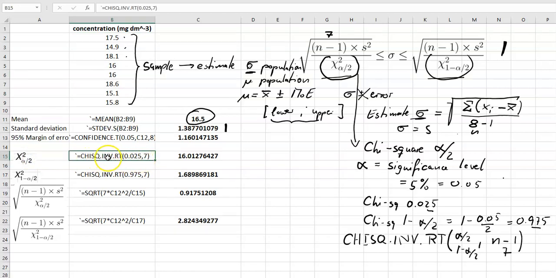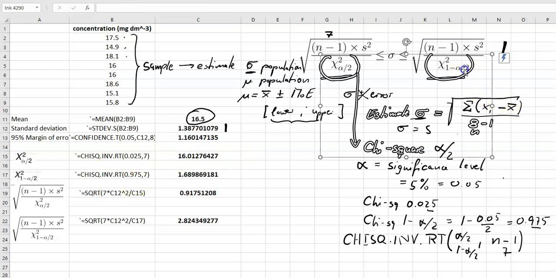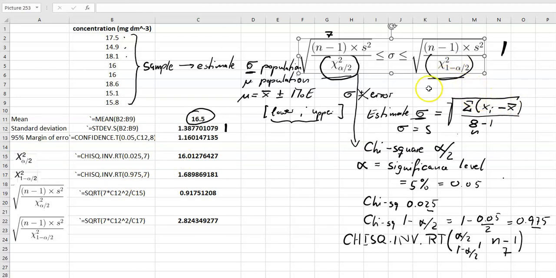So chi-square.inv.rt, 0.025 and 7 degrees of freedom, and we get a chi-square value of 16.127. We can calculate the second chi-square value, that's this one here. And again, we do exactly the same calculation, but this time we do 1 minus alpha half, and we get 1.689. And now we've got everything together, and we can put that into an equation.